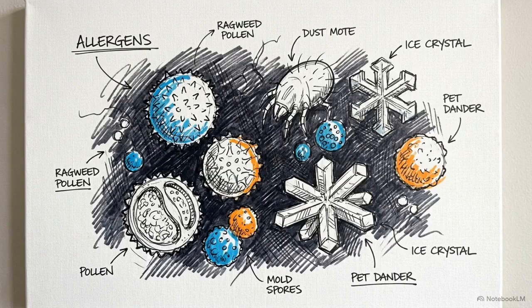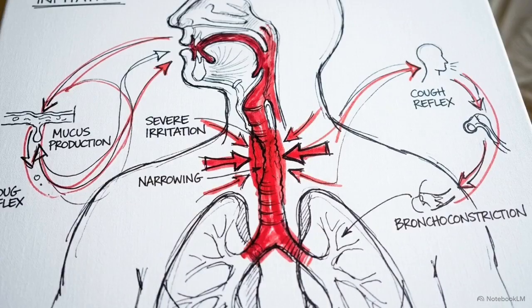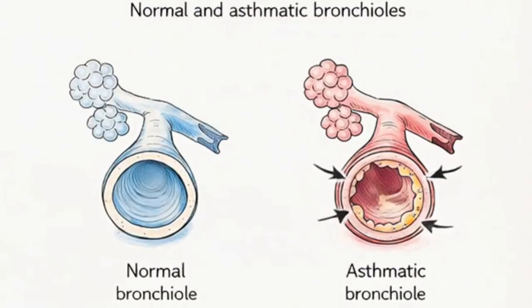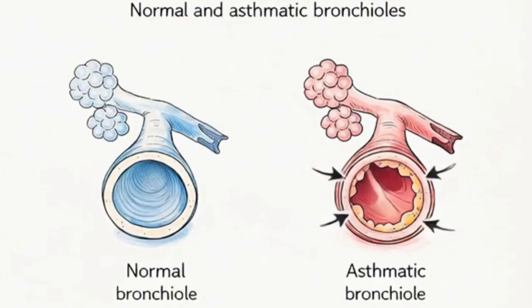Asthma is an acute reactive airway disease. It is triggered by environmental allergens, stress, or cold air, resulting in sudden airflow obstruction. Crucially, this obstruction is reversible. This diagram compares a normal bronchiole to an asthmatic one.